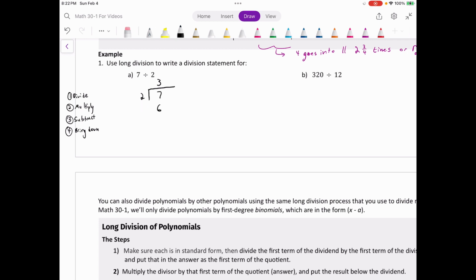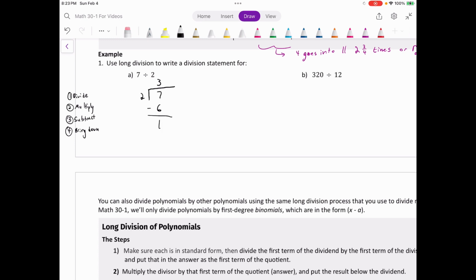I multiply now, so 3 times 2 is 6. What we've just figured out is, okay, 2 goes into 7 3 times. That gives us 6. 3 2s is 6. Now we subtract to figure out what's left over, right? What do we still have left? 7 minus 6 is 1.